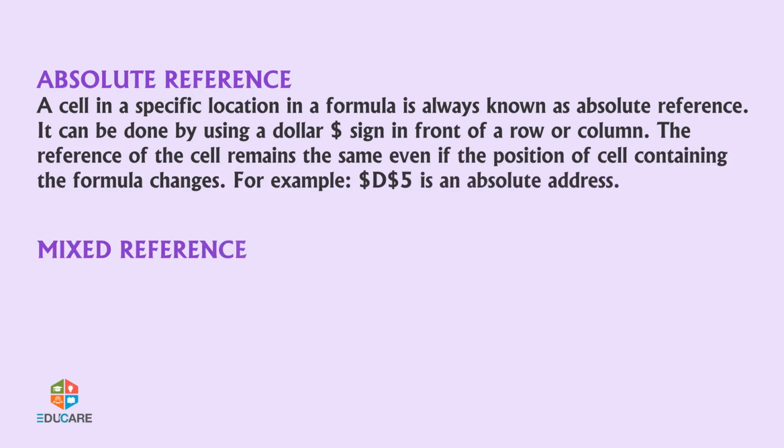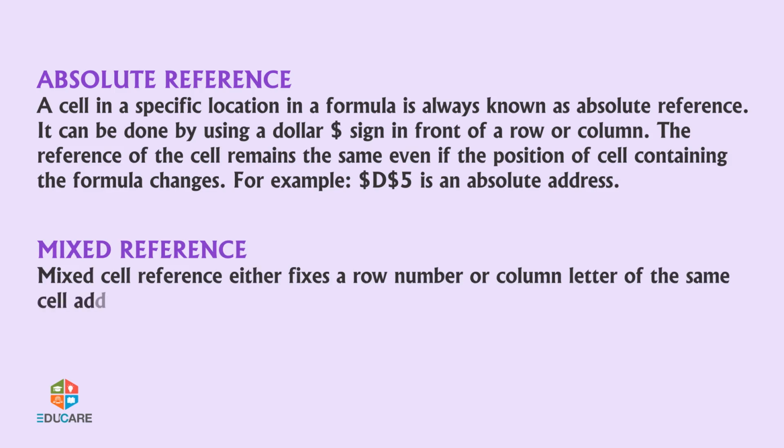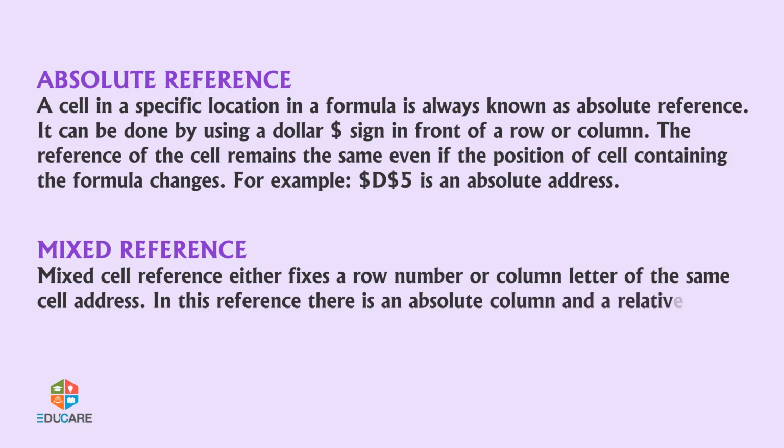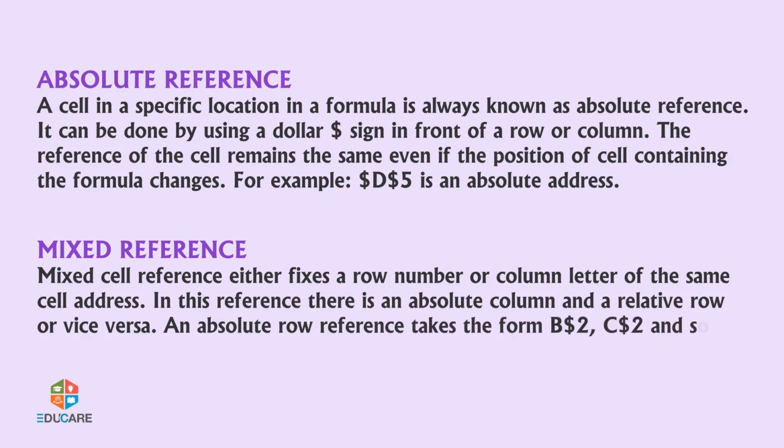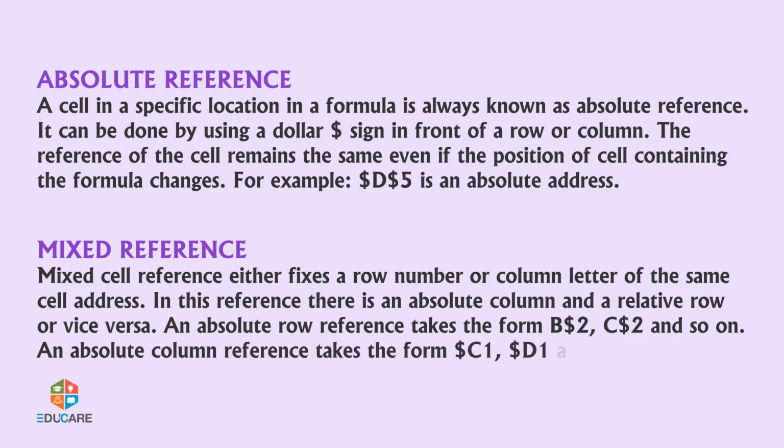Mixed reference. A mixed cell reference either fixes the row number or the column letter of the same cell address. In this reference, there is an absolute column and a relative row or vice versa. An absolute row reference takes the form B$2, C$2, and so on. An absolute column reference takes the form $C1, $D1, and so on.